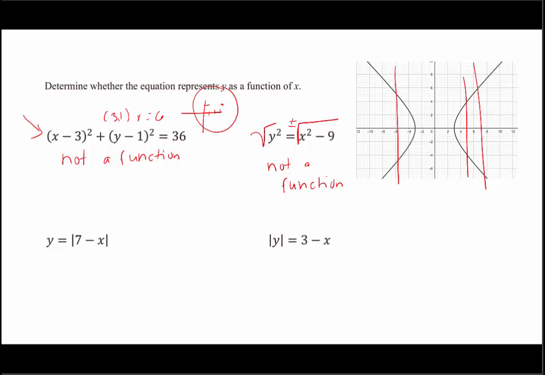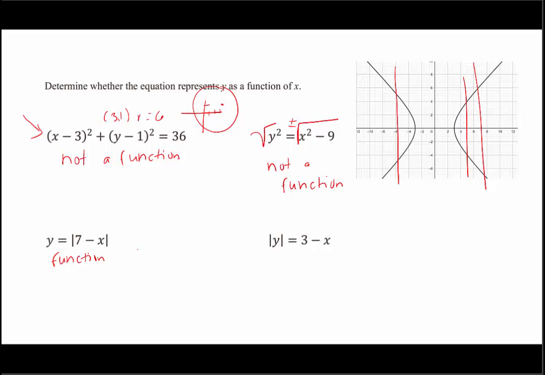Okay, in our next example, we have y equals the absolute value of 7 minus x. This is an absolute value with y in terms of x. So this will be a function. As long as y is in terms of x, this will be a function. If we were to sketch a graph, this would be that upside down V shape, the absolute value function, and it will pass the vertical line test.